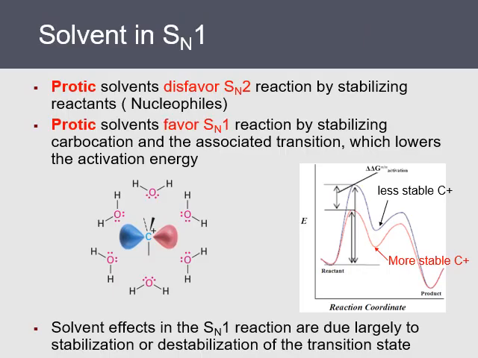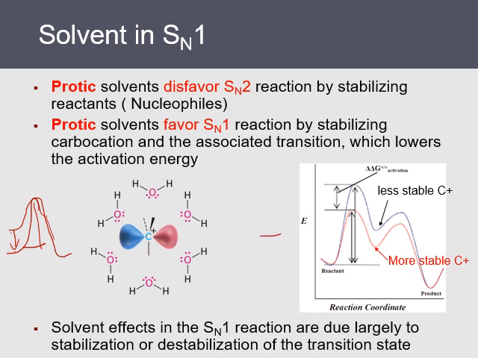In the last slide, we used the energy profile to show the solvent effect on SN2 reaction. SN2 reaction has one step, and when you use a protic solvent, the protic solvent stabilizes the anion, which is a reactant. So the reactant energy goes down. The transition state doesn't change. This increases the activation energy, and that will slow down SN2 reaction.